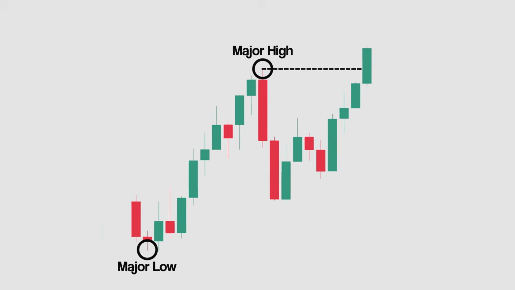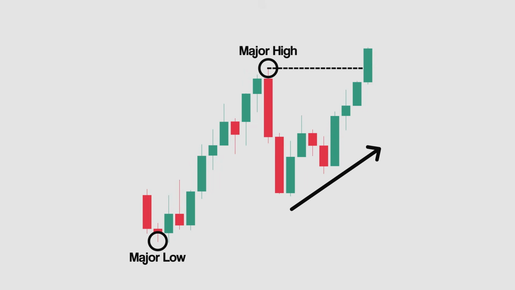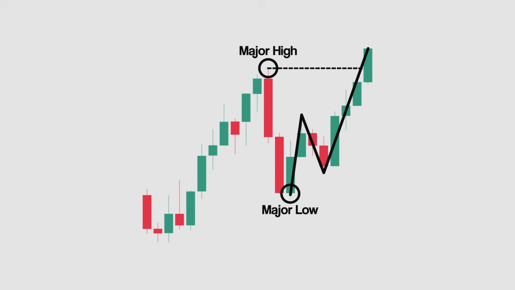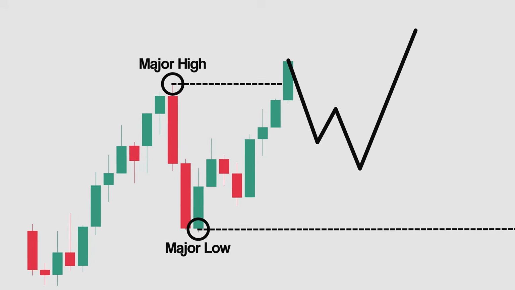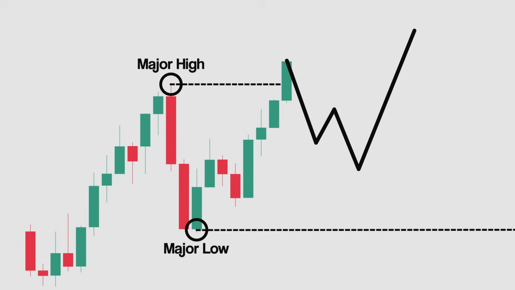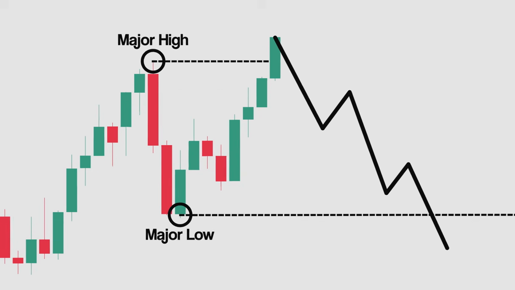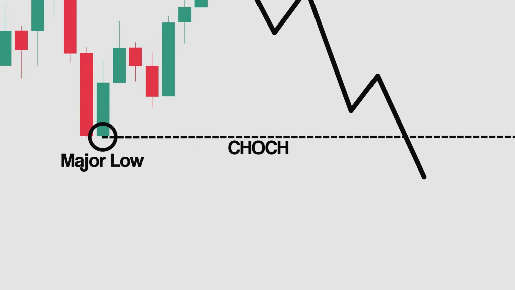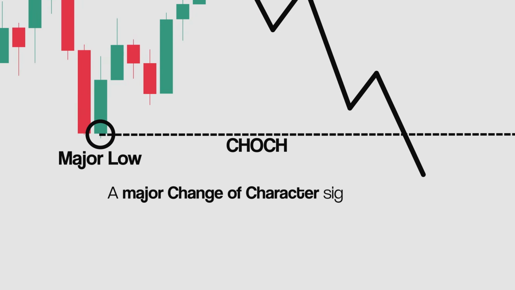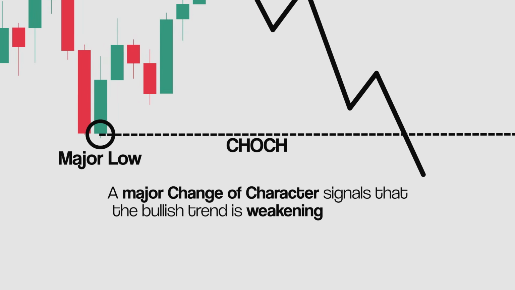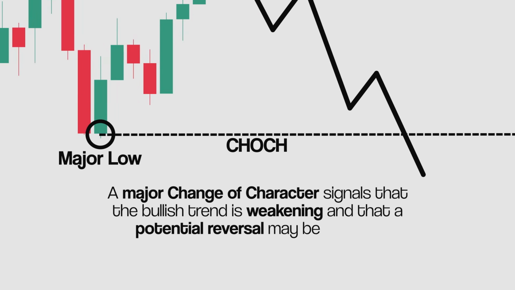When this happens, two things are confirmed. The bullish trend is continuing, and the major low is updated. The new major low becomes the lowest point before the impulse that broke the previous major high. This level now acts as the structural floor of the trend, and as long as price remains above this major low, the uptrend is intact. However, if price later falls below this new major low, we classify that move as a change of character. A major change of character signals that the bullish trend is weakening and that a potential reversal may be forming.